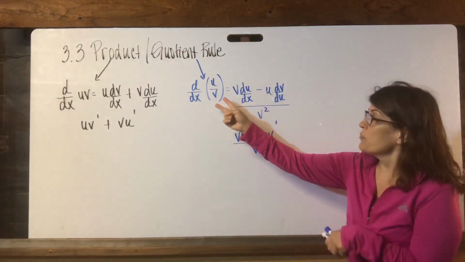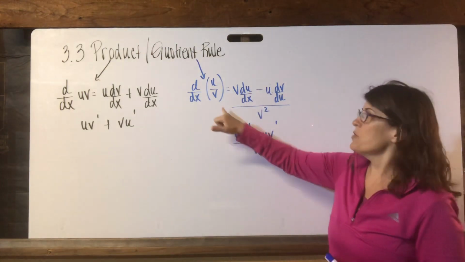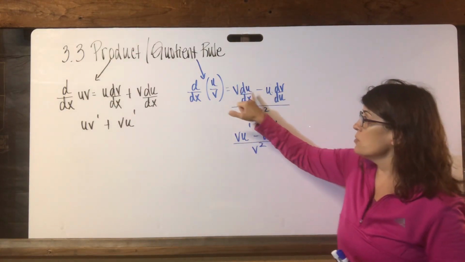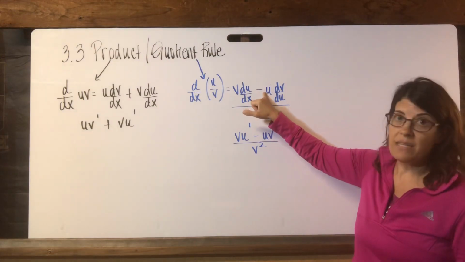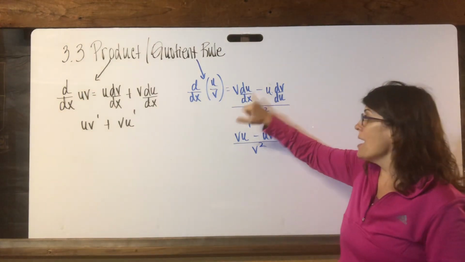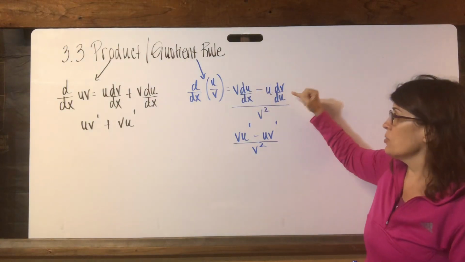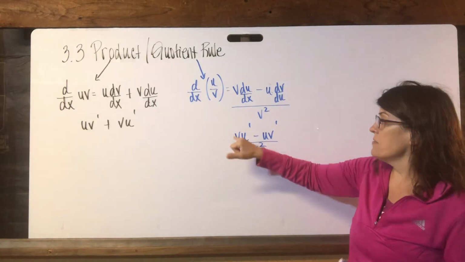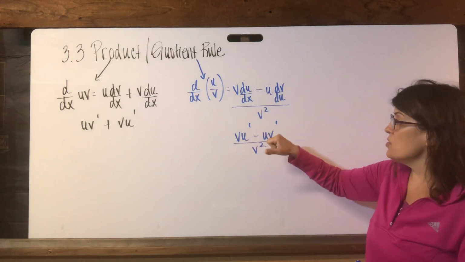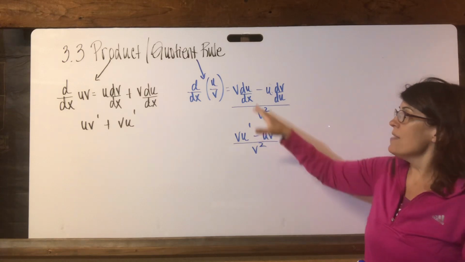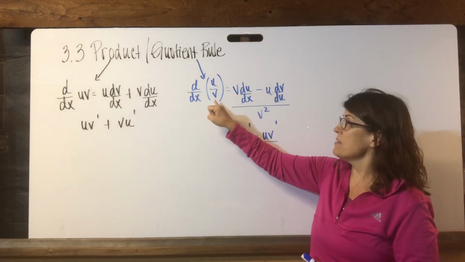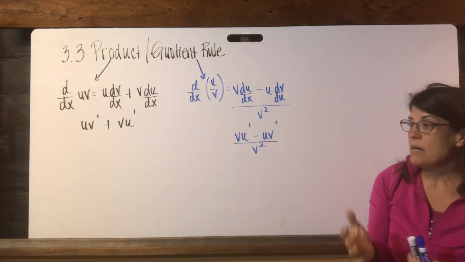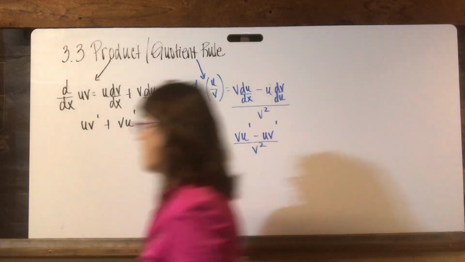Okay, there is the quotient rule, and I caution you. The quotient rule is v, which is the denominator, times the derivative of u, which is the numerator, minus, and this is why order matters because it's subtraction, minus the numerator times the derivative of the denominator, all over the denominator squared. So it is v u prime minus u v prime all over v squared. The key here to remember is that you take the derivative of the numerator first. So I'm going to do a couple examples and we'll go from there.